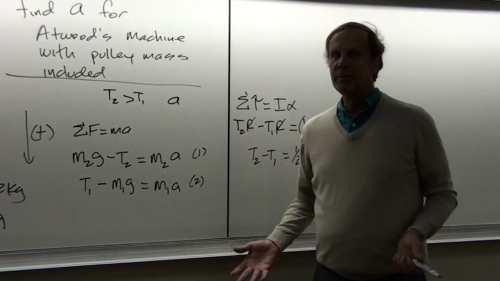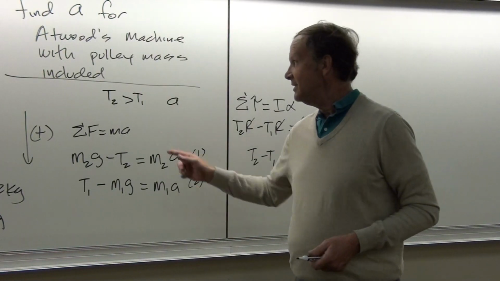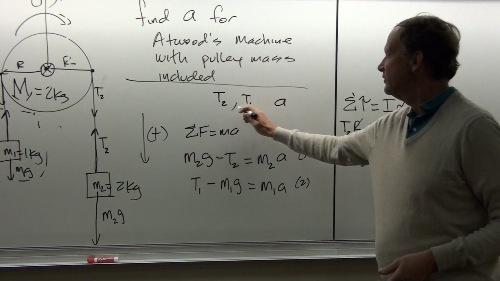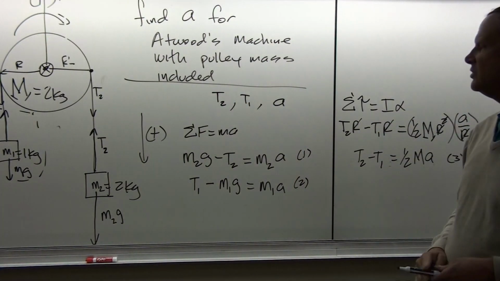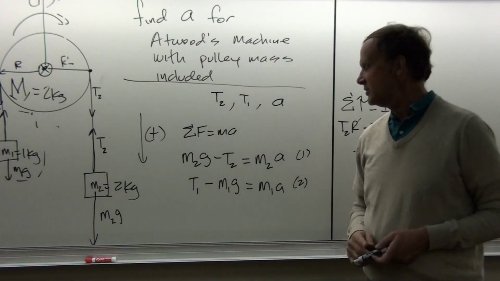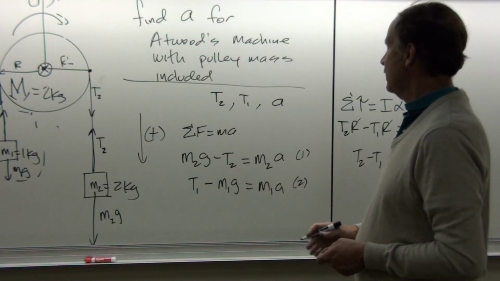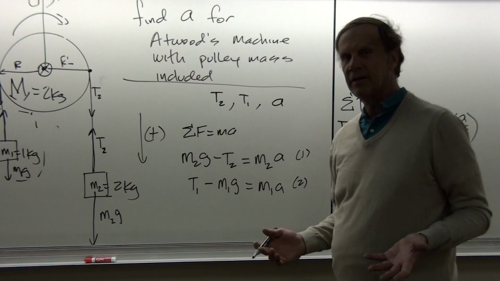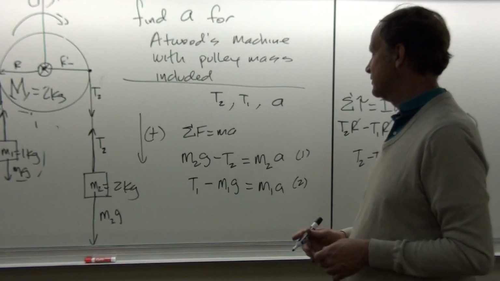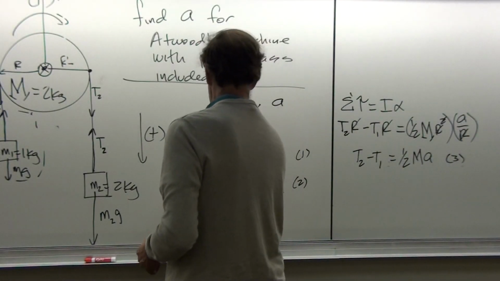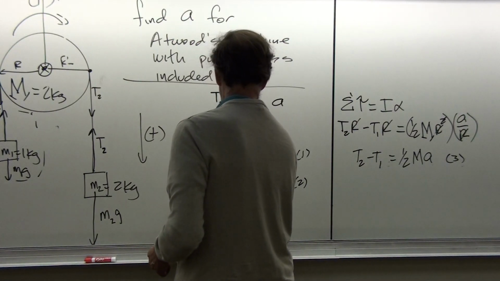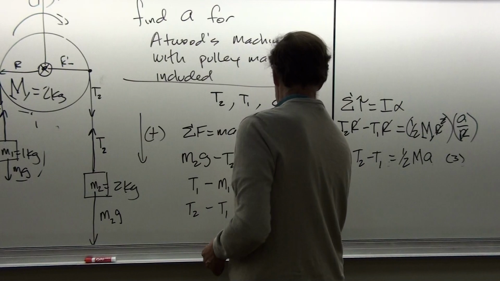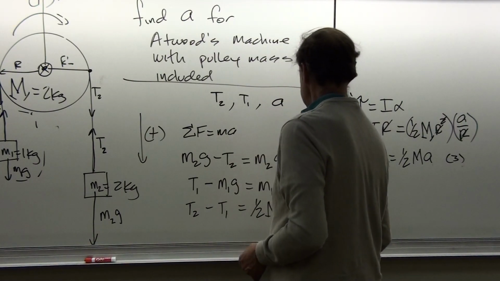And so this looks like a pretty big mess, doesn't it? Because we've got T1, T2, and the acceleration as our unknowns. But no, not if we choose the positive direction to be the direction of motion. We'll just put them all right one over the other and add them together, and all the coupling tensions will cancel. We get here T2 minus T1 equals 1/2 big M, which is the mass of the pulley, times A.